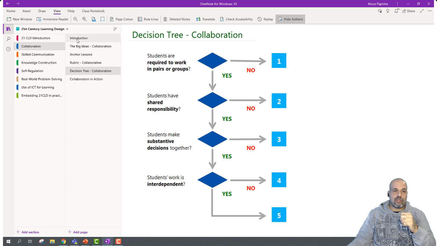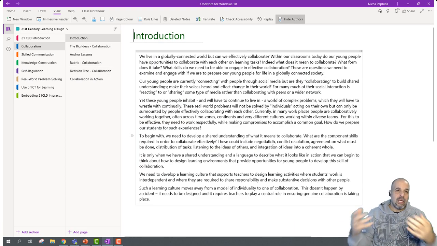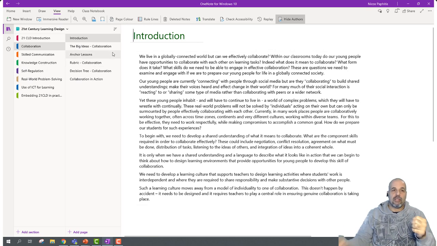Now you've got an introduction of each one which basically explains. Now you do need to read all of this, but your focus afterwards, once you've read everything, is going to be these two things: the big ideas and the tree. So you've got an introduction of each one.